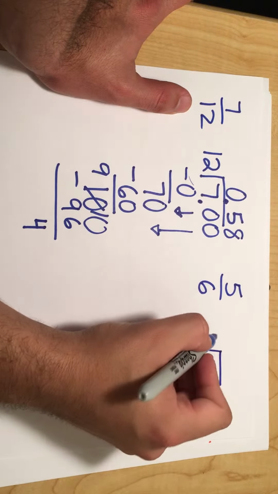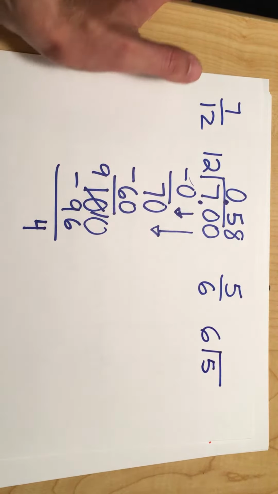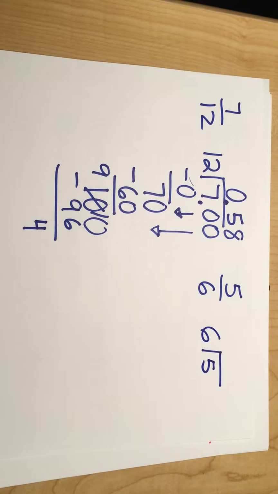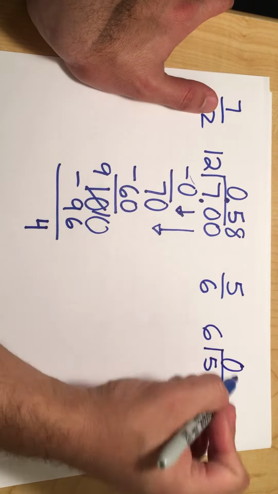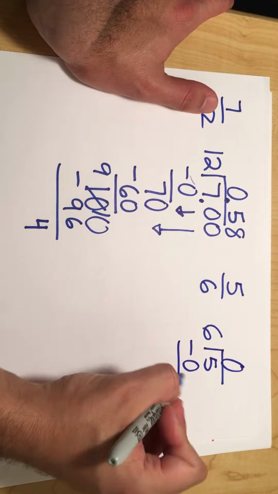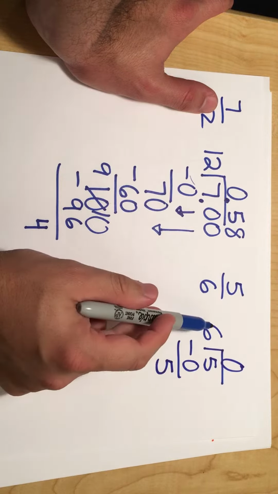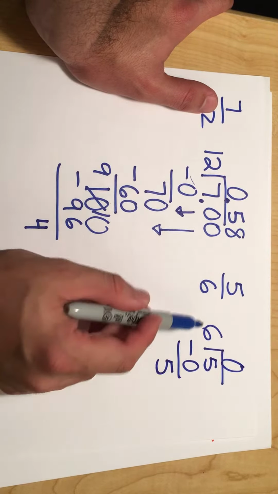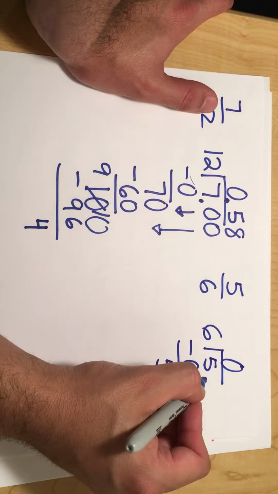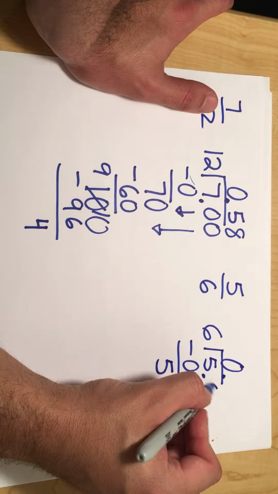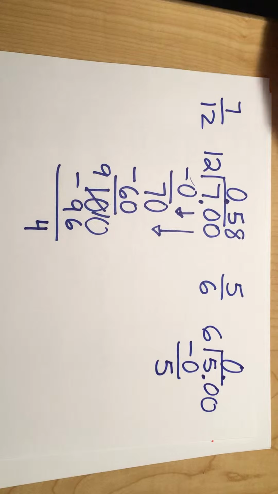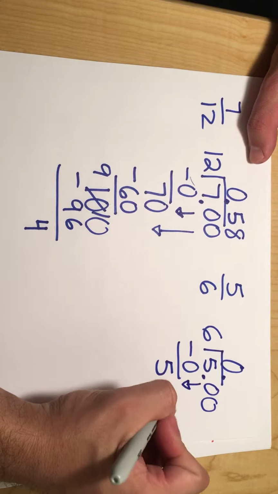Top number always inside. How many groups of 6 can I subtract from 5? Can't subtract any, right? So 6 times 0, that's 0. 5 minus 0 is 5. Now, how many groups of 6 can I subtract from 5? I can't subtract any, right? So now I'm going to add a decimal, the decimal here.